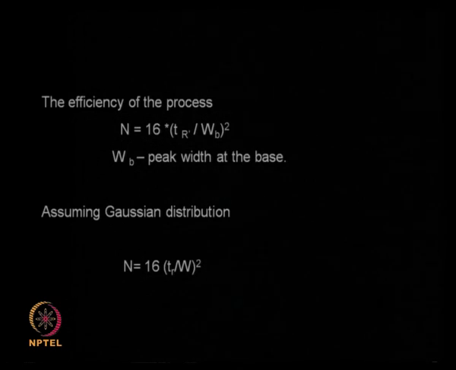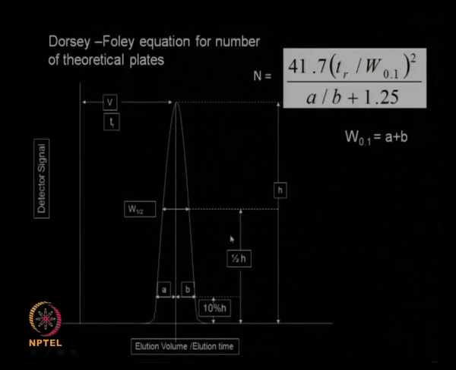So there is something called the efficiency of the process or the number of theoretical plates. The number of theoretical plates is given by n equal to 16 (Tr divided by Wb) whole square, where Wb is the peak width at the base, that means the width of the peak at the base. We are assuming a Gaussian distribution here, do not forget that.